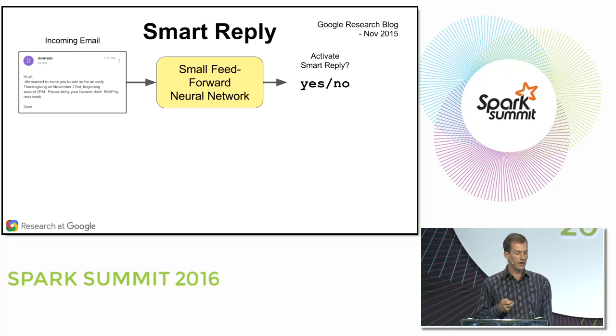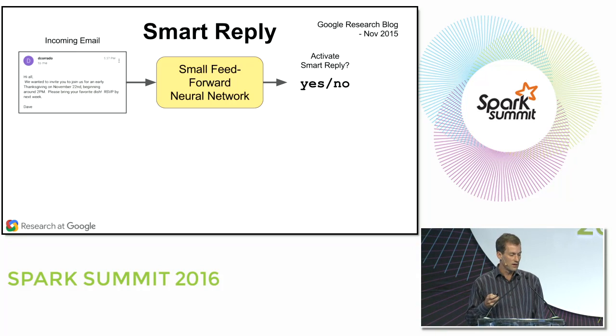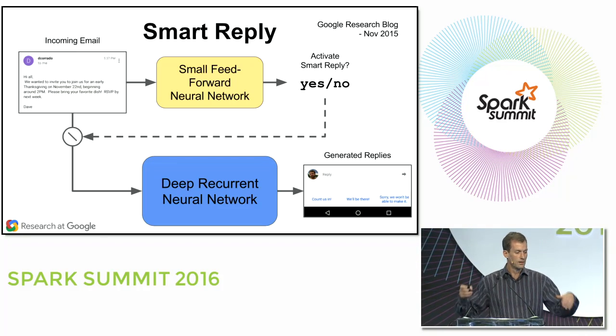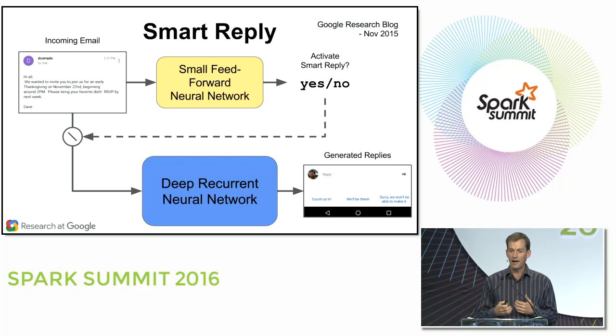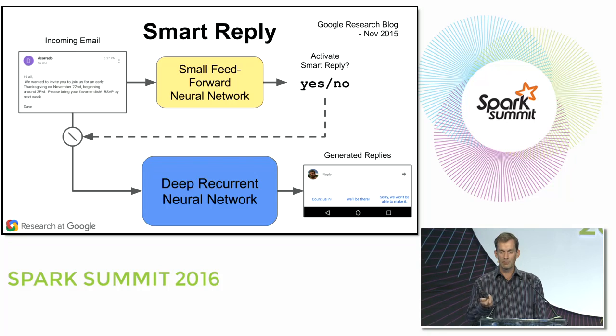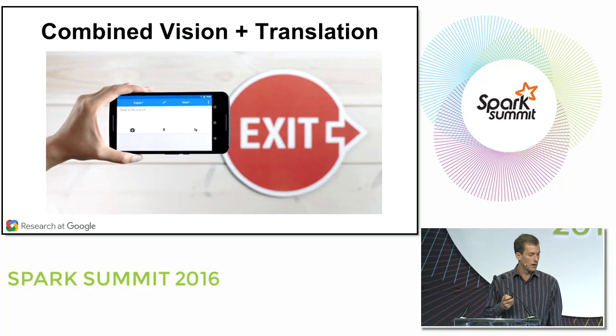So we have a small neural net that says, is a short response useful for this kind of message? If yes, then we activate a more computationally expensive model, and we predict some replies you might want to give to that message. Count us in, we'll be there, or sorry, we won't be able to make it. And the user can just click on them, they can edit the reply if they want, and so 10% of replies are now sent this way. So really understanding is pretty helpful.